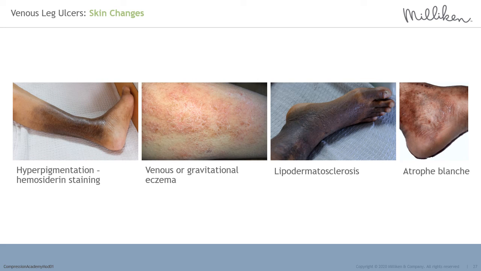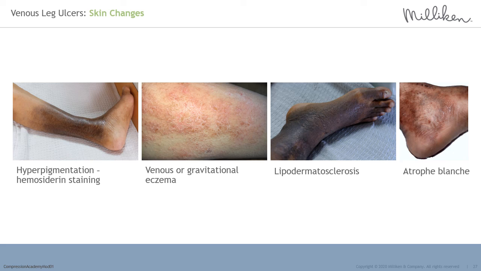Skin changes associated with chronic venous insufficiency include hyperpigmentation, also known as hemosiderin staining. A brownish-red tissue staining is caused through leakage of blood through the capillaries, pooling beneath the skin, leaving hemoglobin residue in the tissues. Venous or gravitational eczema occurs due to edema waste products becoming a skin irritant. Patients may present with itchy, red, scaly, flaky skin, or may have more severe forms resulting in pustules, blisters and crusts.